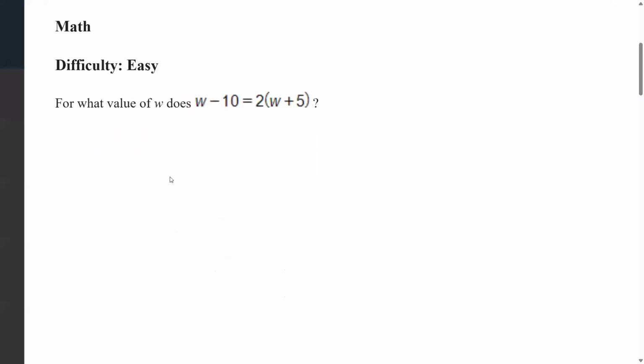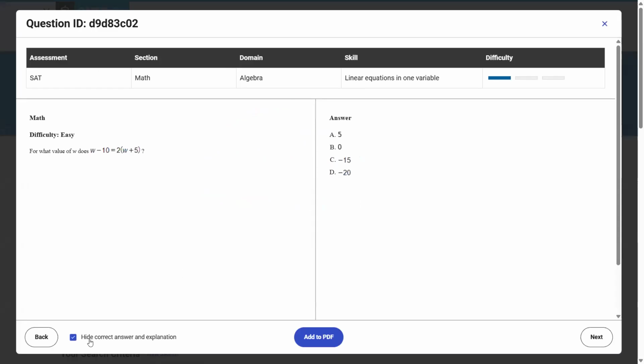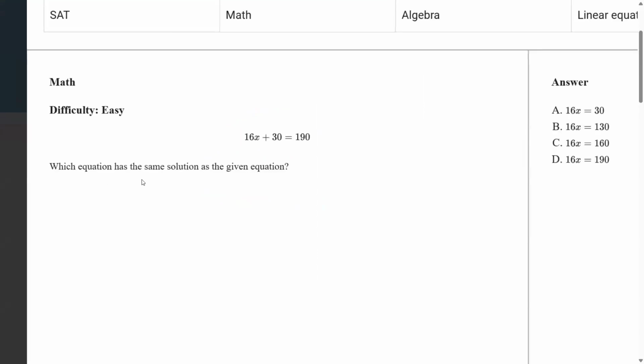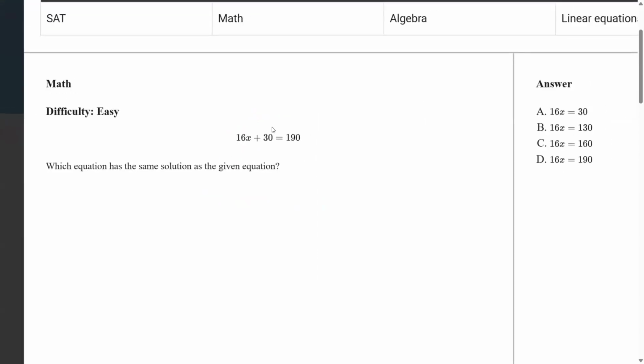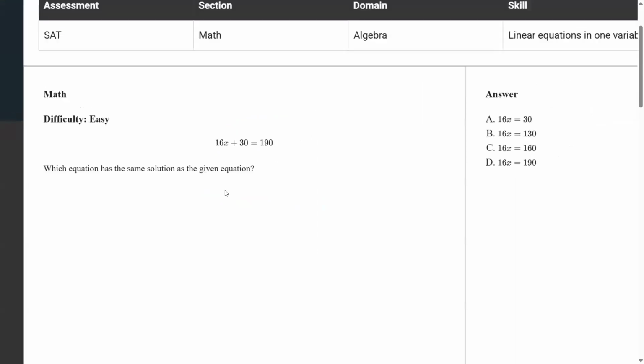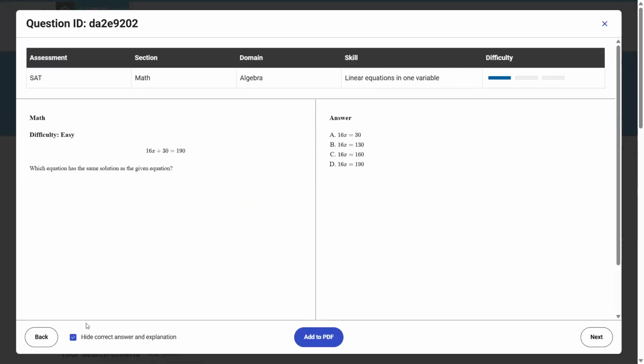For what value of w? We have to find w. w minus 10 equals 2w plus 10. Shift, so w is equal to minus 20. Which equation has the same solution as the given equation? All you have to do is shift 30 to the other side, it will give you 160, so the answer is C.